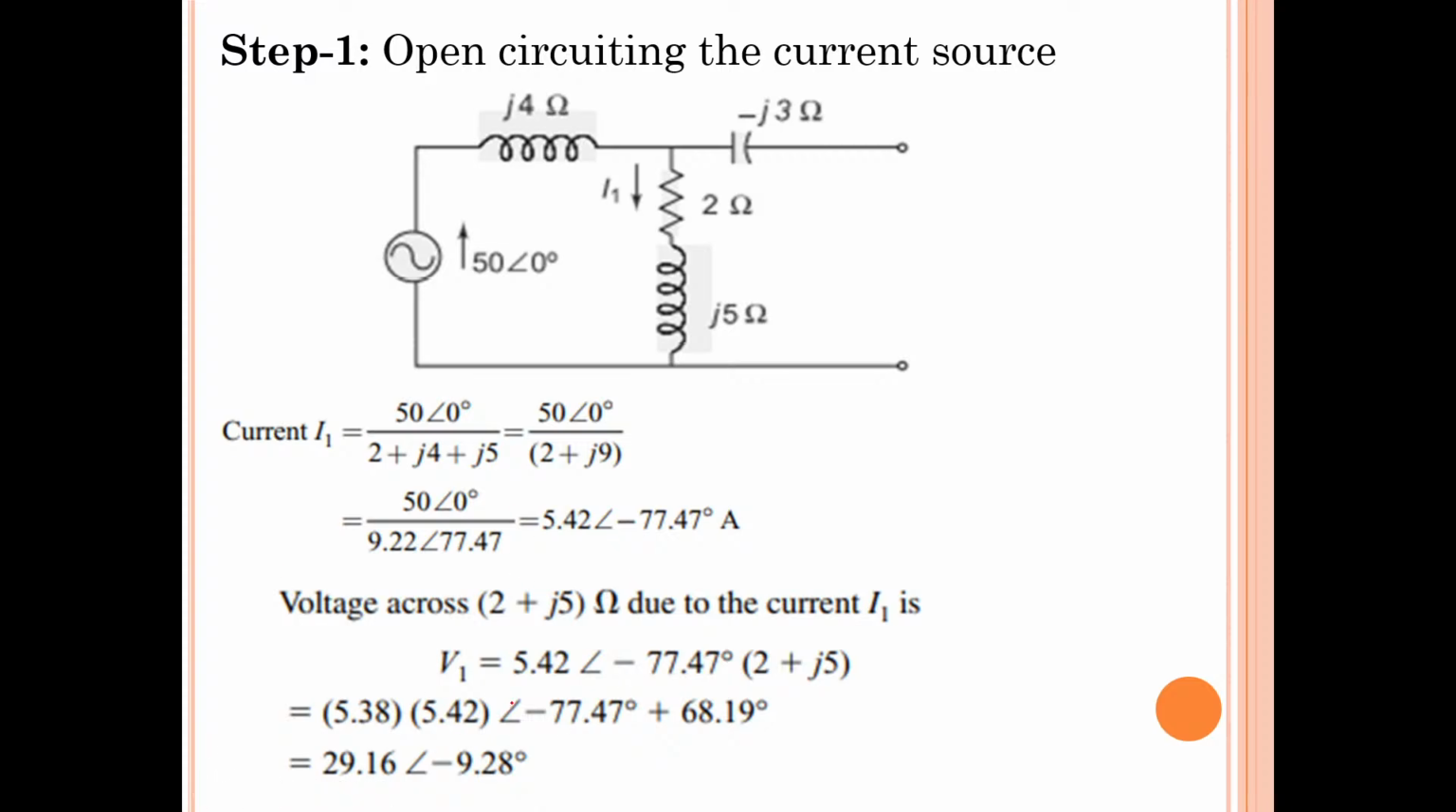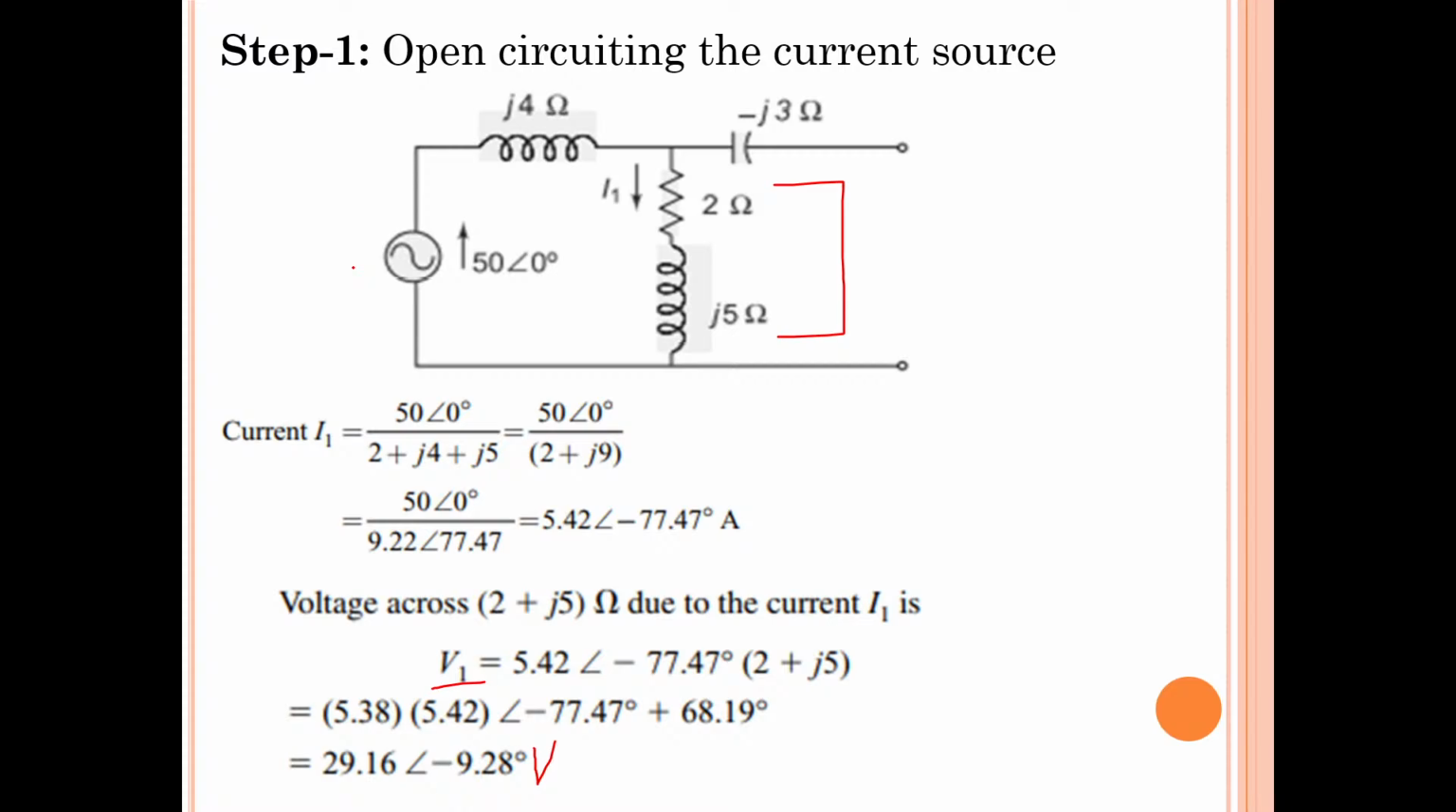So magnitudes must be multiplied: you will get 29.16. Angles you must add: minus 77.47 plus 68.19 gives minus 9.28. So this is in volts, voltage V1. What is V1? V1 is the voltage across 2 plus j5 ohms when only the voltage source is present in the circuit.